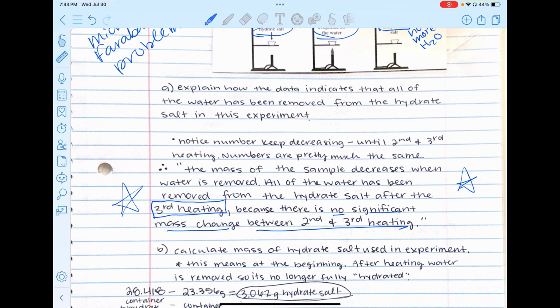However, if there was still a pretty big change in that first decimal place, for example, I'm still seeing a change in the mass, that would mean I would need to continue to a fourth heating to be sure that all of the water has been driven off. You'll hear that term, driven off, which just means in this case, evaporated away.